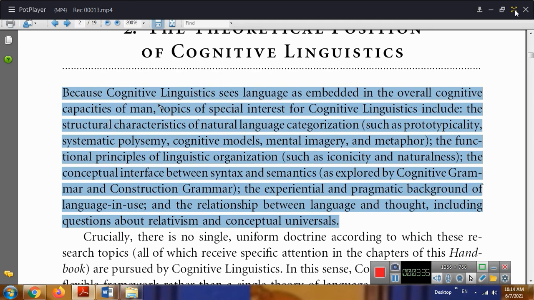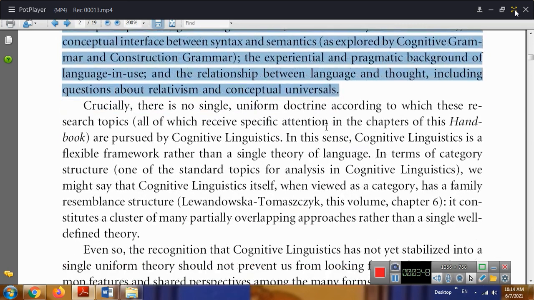That is, language as embedded in the overall cognitive capacity of man, and these are the matters cognitive linguistics is interested in.